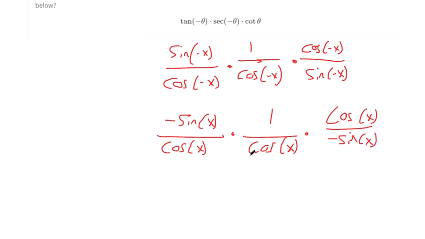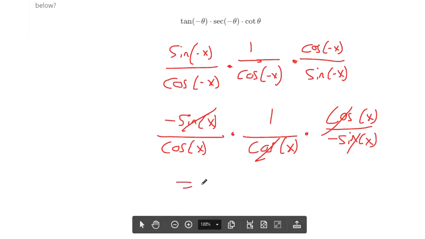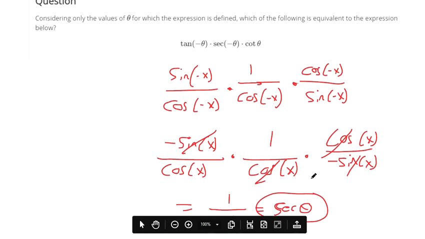Okay, now let's see what we can cancel out. Final answer is going to be positive, right? Because negative divided by negative makes a positive. And we have these sines cancel out, these cosines cancel out, so we're left with 1 over cosine, which is secant, and we'll put the theta back in there. So that's this one all simplified.